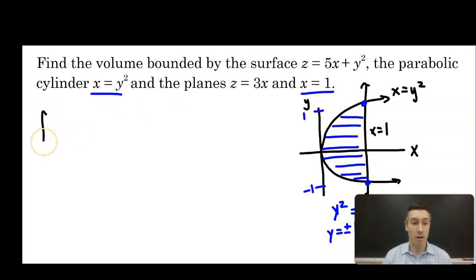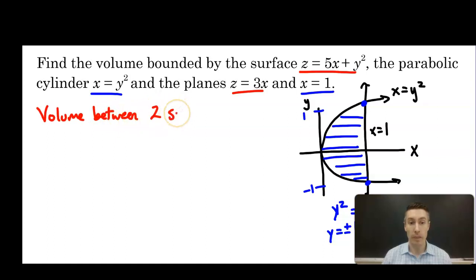So now we're going to set up our double integral. Actually, before we set up our double integral, I do want to point something out. There are 2 surfaces now that we haven't used. We were just speaking on those. So this example is volume between 2 surfaces. Just like in single variable calculus, you found the area between 2 curves, we can find the volume between 2 surfaces. So in this case, the surfaces are z equals 5x plus y squared and z equals 3x.